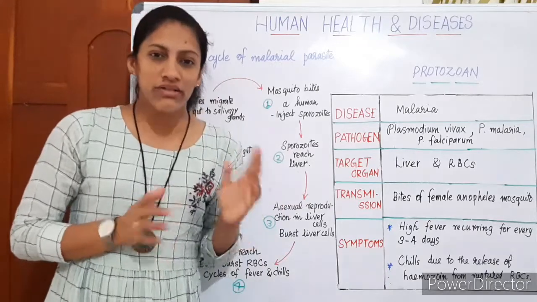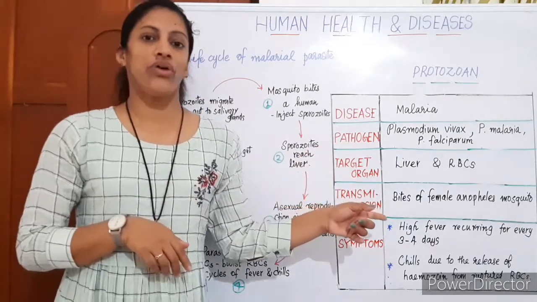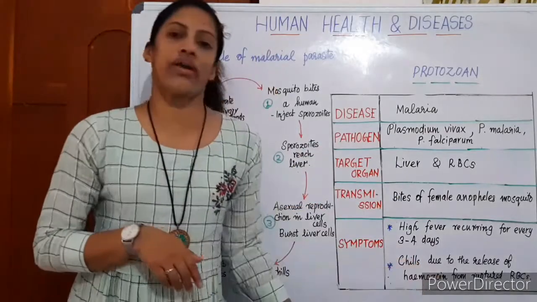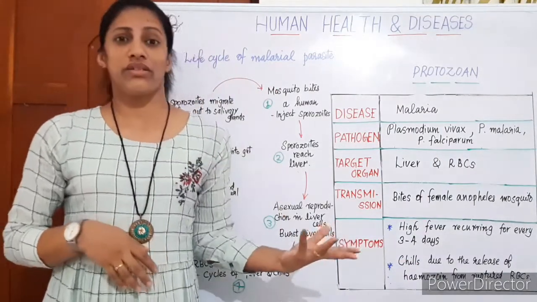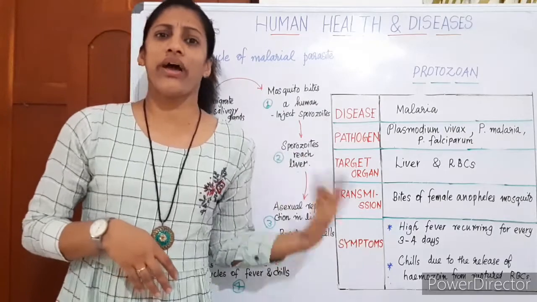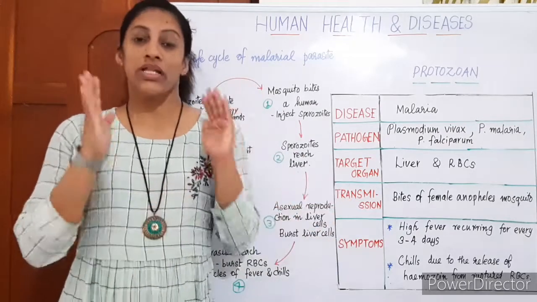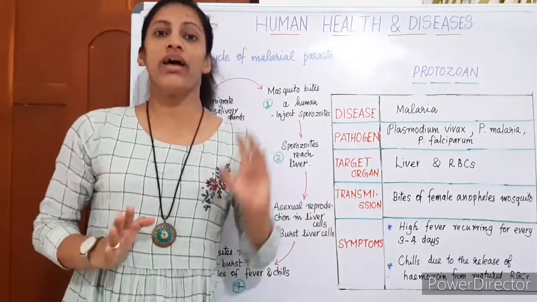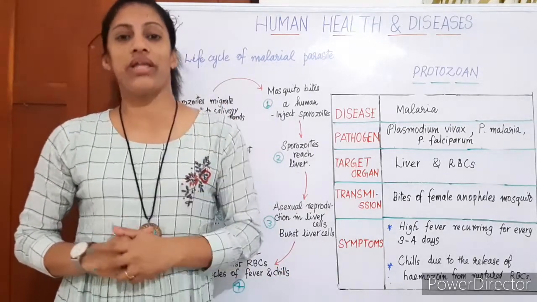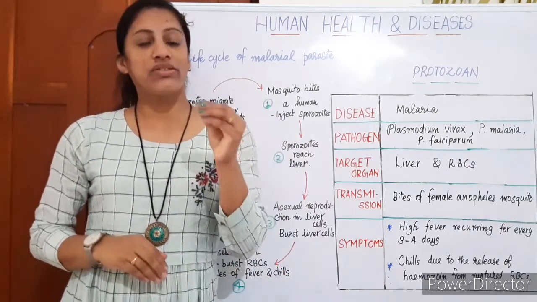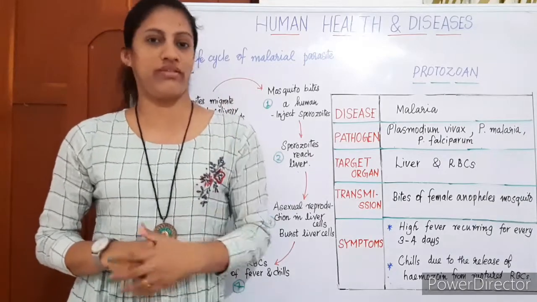When RBCs are destroyed by the pathogen, it releases hemozoin, a toxin. This toxin is causing chills. There will be tiredness, loss of energy, anemia, all such symptoms. The 2 major characteristic symptoms of malaria are high recurring fever within every 3 to 4 days, and chills due to the release of hemozoin.